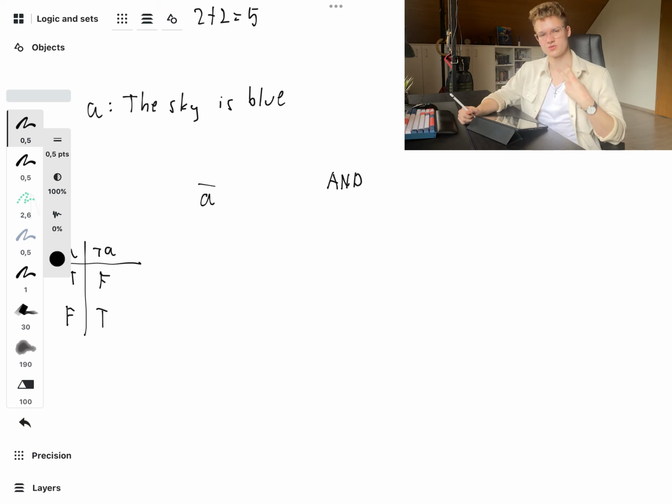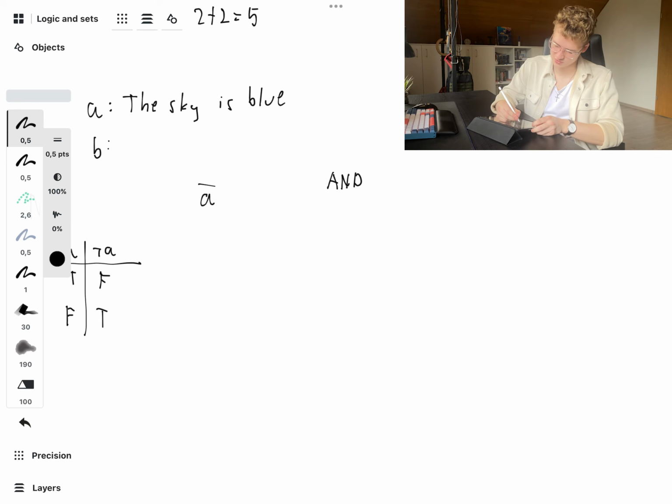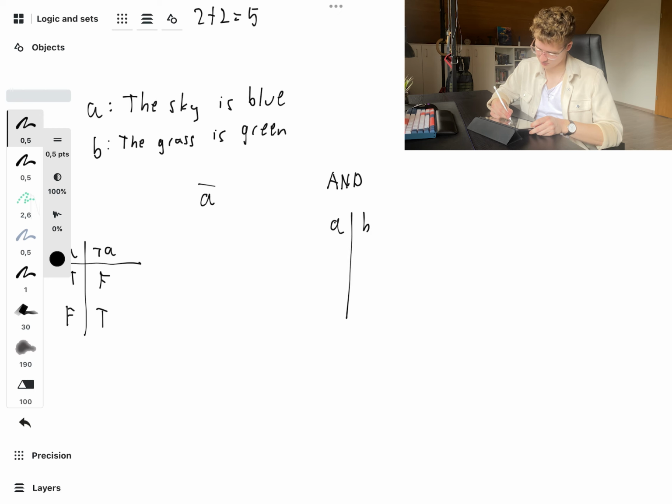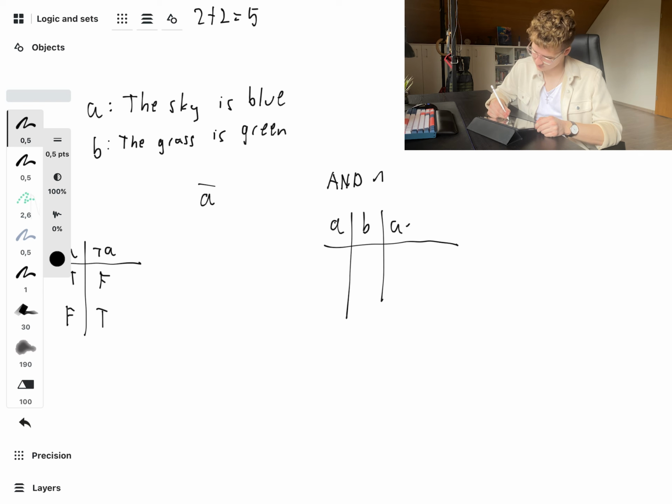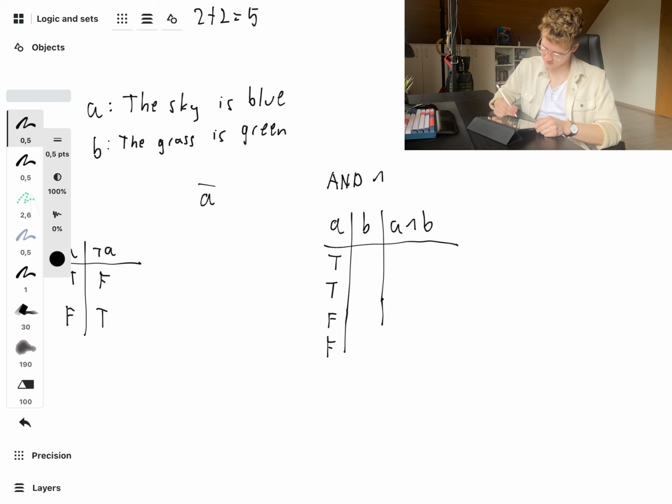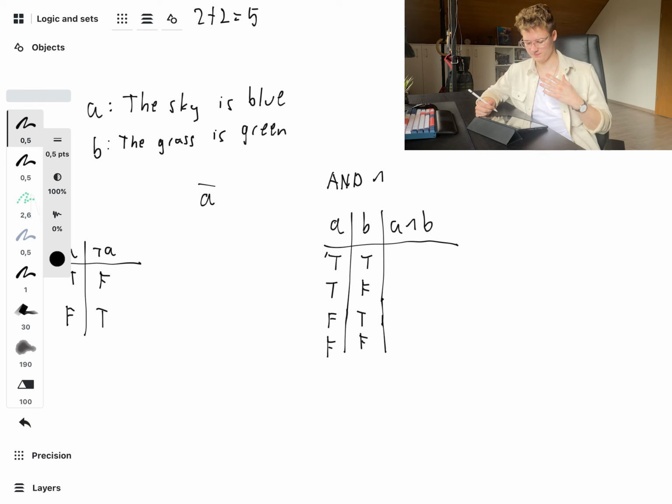And requires two statements. So let's have a second statement, B, which is the grass is green. Okay, so the grass is green. And you have A, and you have B, and then you have and, and the symbol is this. So, not really the asterisk, but the exponentiation symbol, A and B. So you have true, true, false, false, and you have true, false, true, false. These are all possible combinations of A and B. So A is true both times and B is once true, once false, and when A is false both times and B is true once and false the other time.